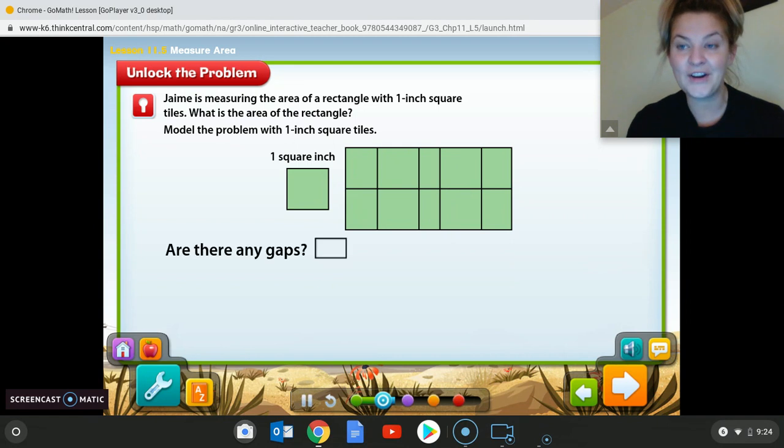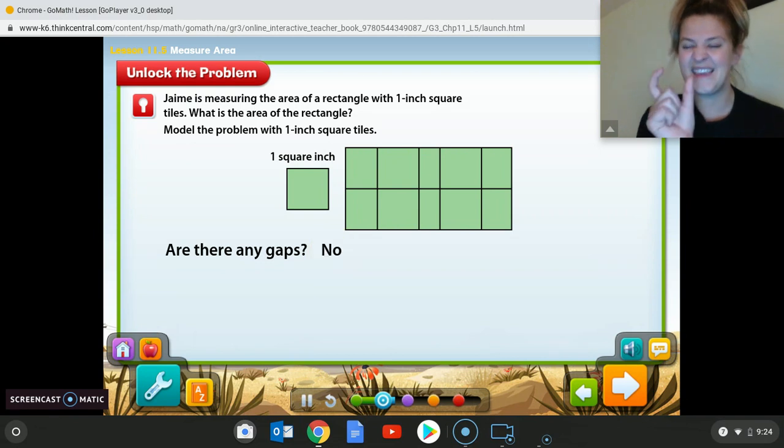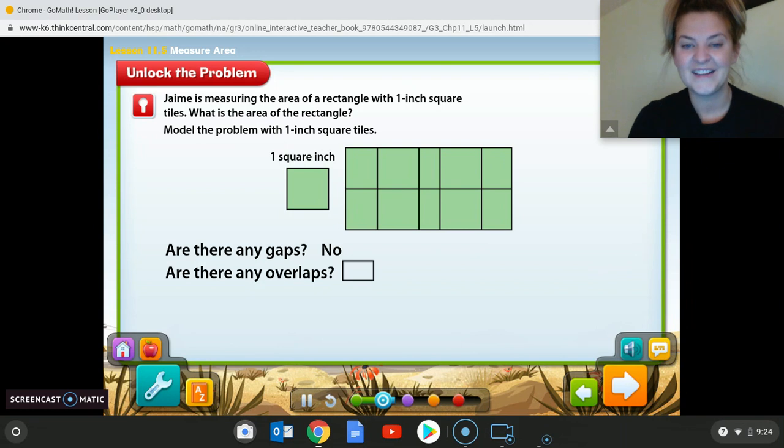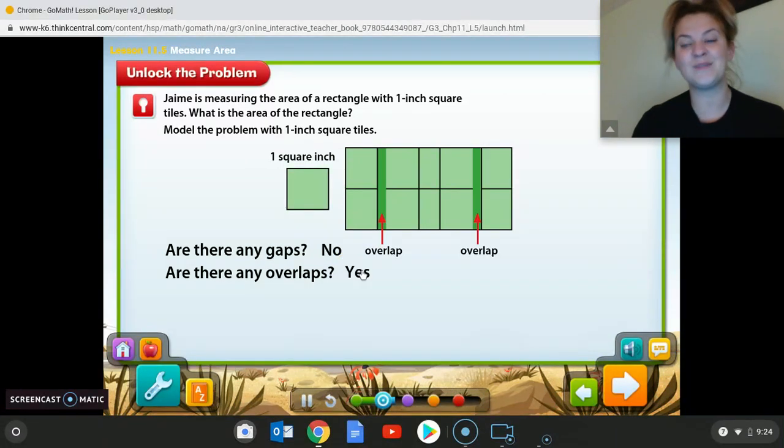Is all the yellow covered? Are there any gaps? No, there aren't any gaps, but we have a new problem now. Do you see that some of the tiles are overlapping? Like right here and right here? So these tiles are overlapped. Is that a good thing? Do you want your tiles to be stacked on top of each other if you're building a house? No. So this is another problem that we could possibly have when measuring area. Gaps mean we don't have enough. Overlaps mean that we have too many.